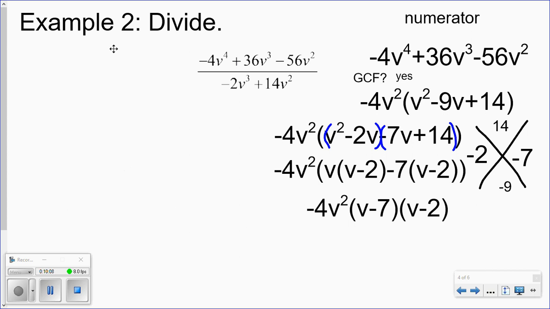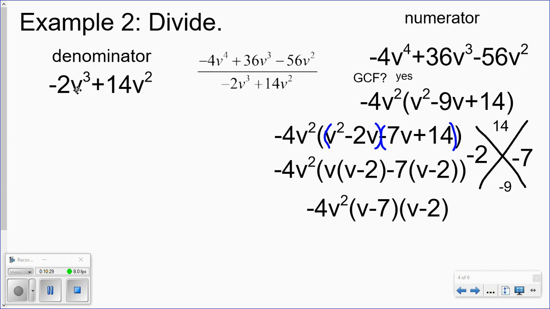Now I'm going to go and factor the denominator. So the denominator was negative 2v cubed plus 14v squared. Well, both negative 2 and 14 are divisible by 2, but I'm going to pull out a negative 2 because the front one was negative. And I'm just going to make my life easier. That way the leftovers would just be positive.